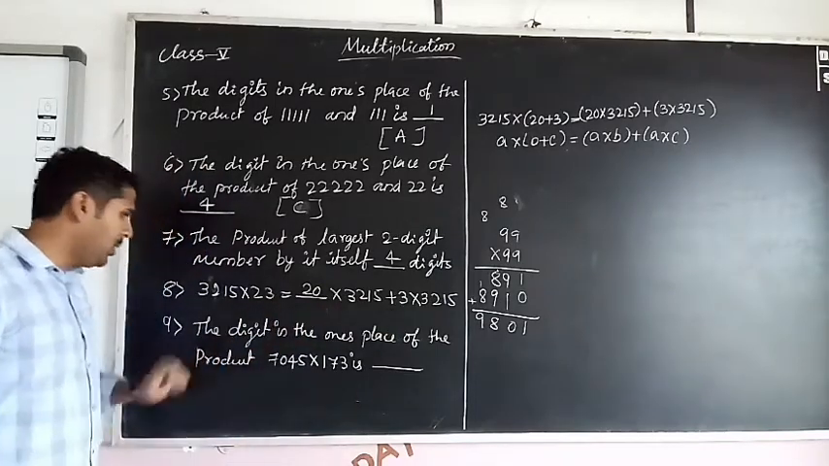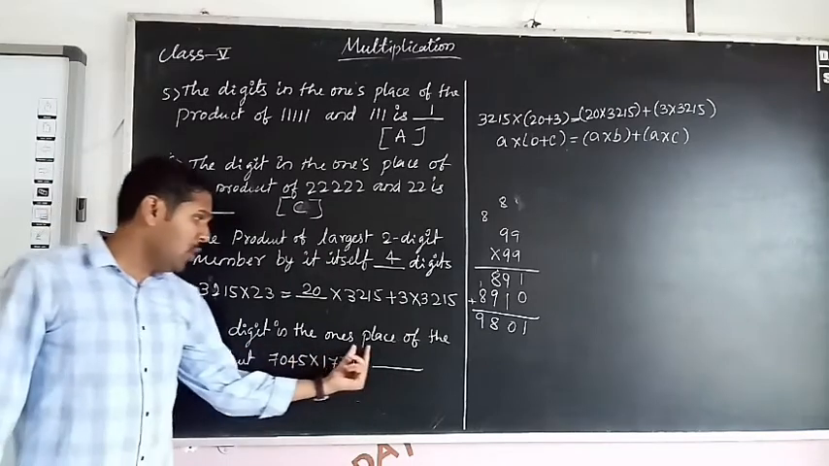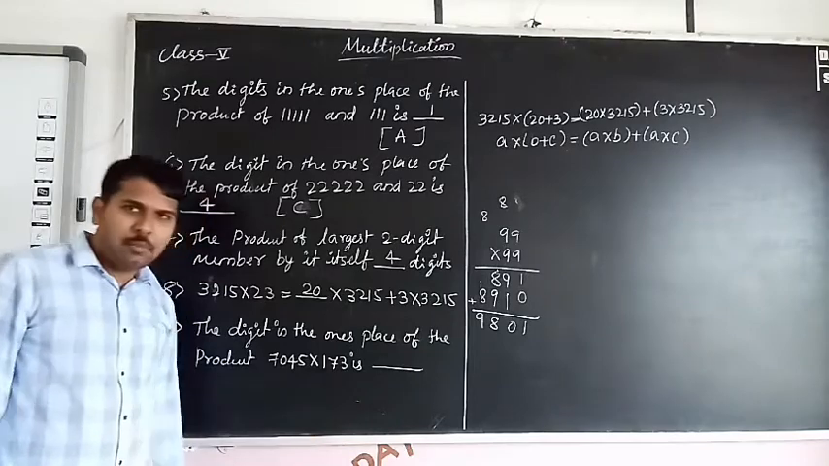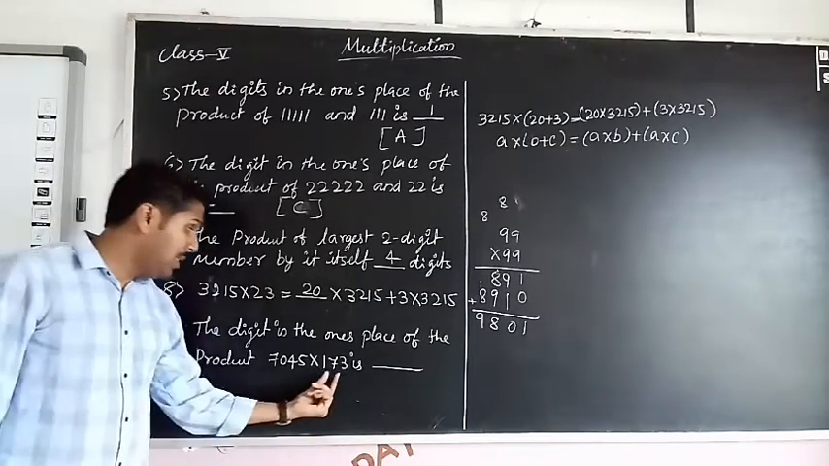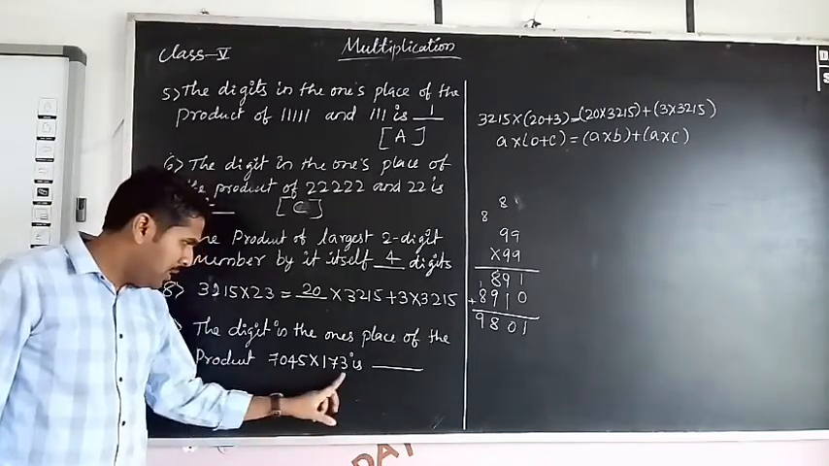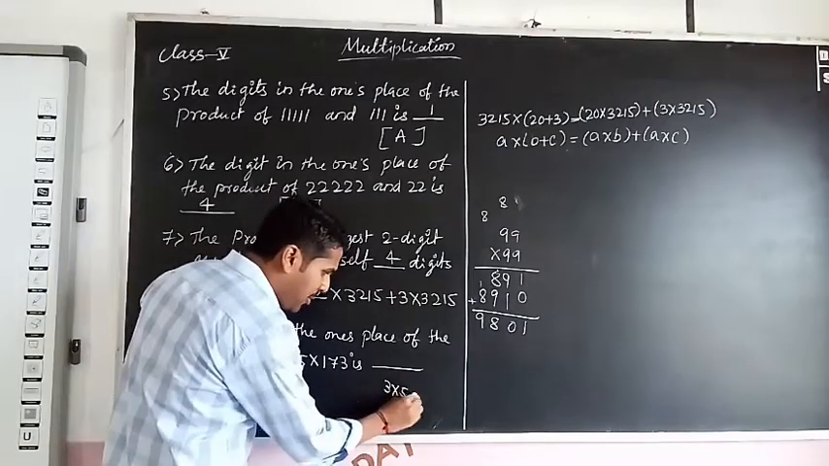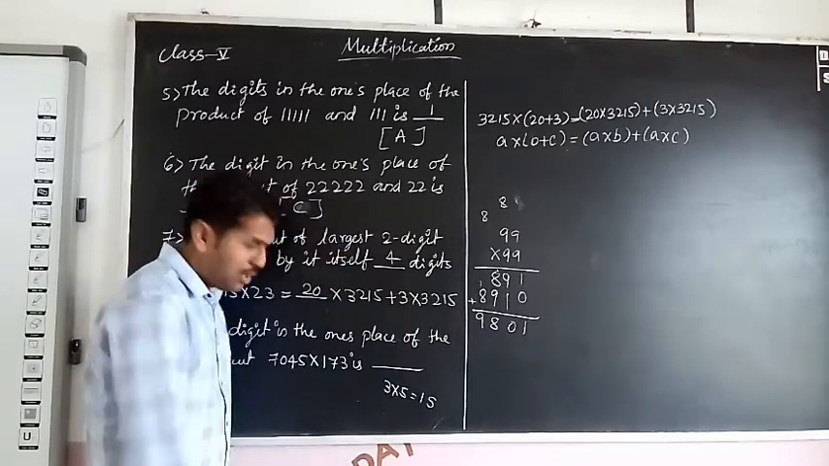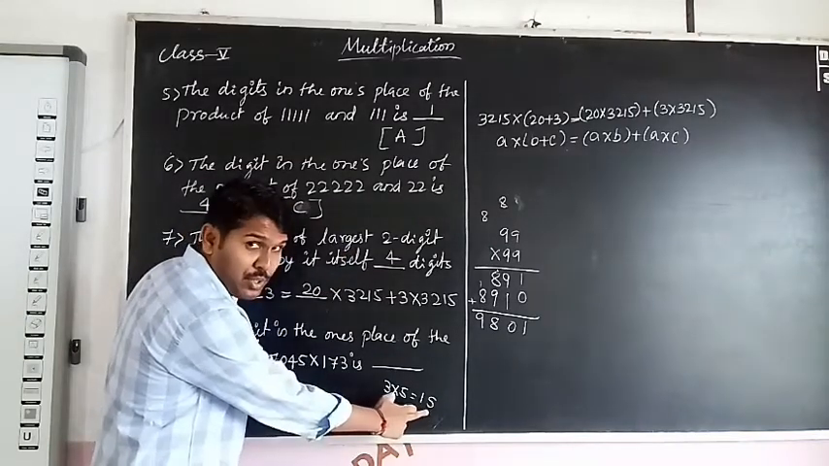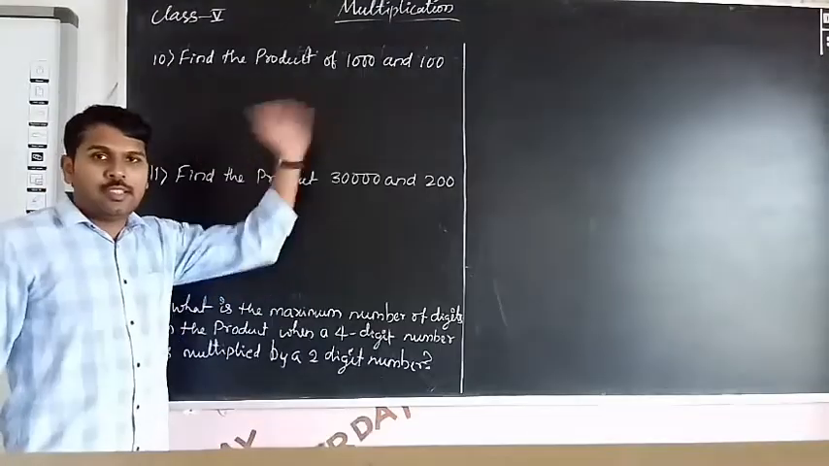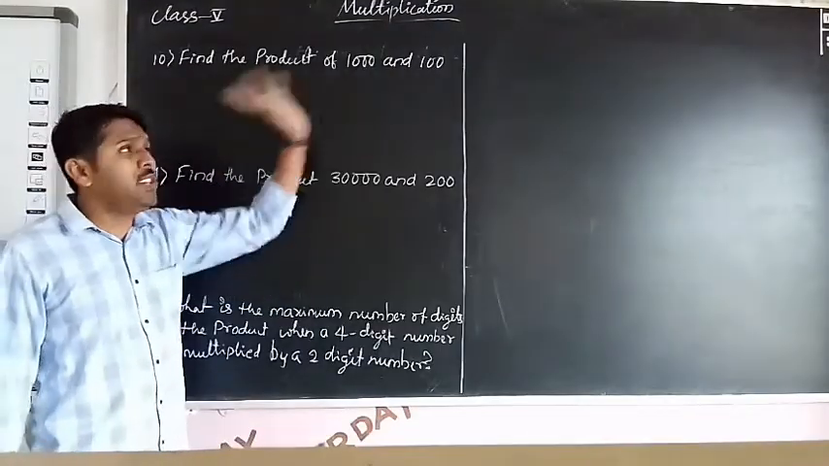So next, 9th one, the digit in the ones place of the product. So here they have given a number. Just multiply the numbers in the ones place, no? 3 5s are, what is the answer? 3 into 5, 3 5s are how much? 15. But you should write the ones place value. The answer is 5. Next, 10th one. Find the product of 1000 and 100.